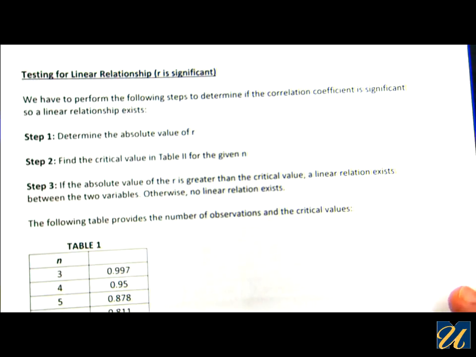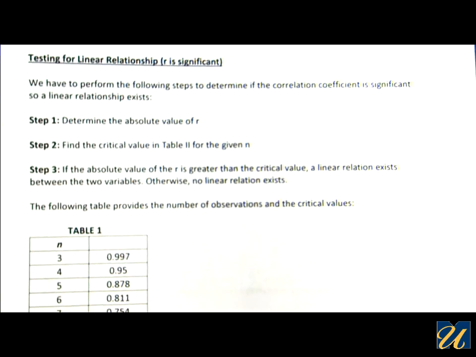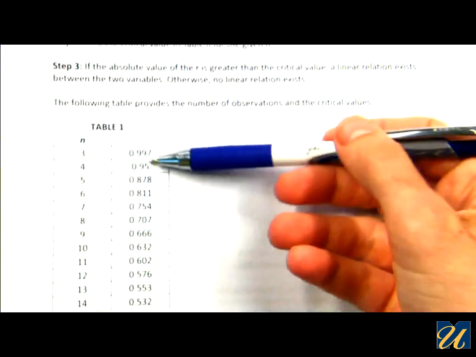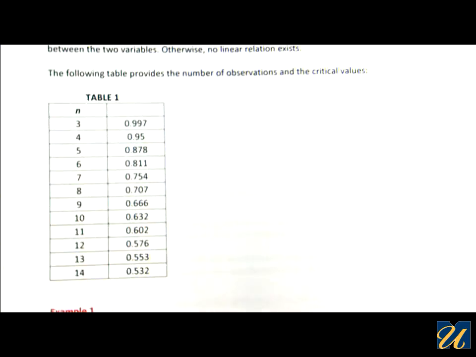So when we're testing for linear relationship, and basically we're testing if r is significant, we have to perform the following steps. The first step is to determine the absolute value of r. That means even if you end up with a negative r value, you still take the absolute value. Once you have the absolute value of r, you will go to the table. You also have this table in your PowerPoint slides.